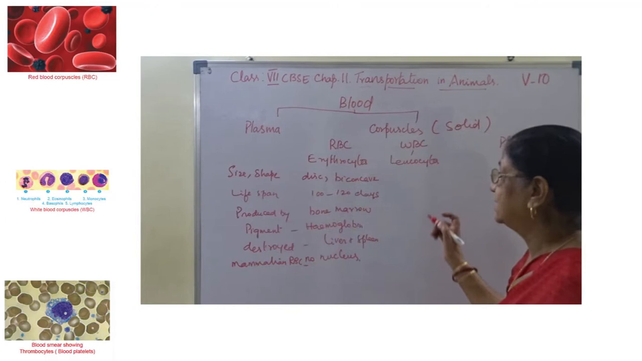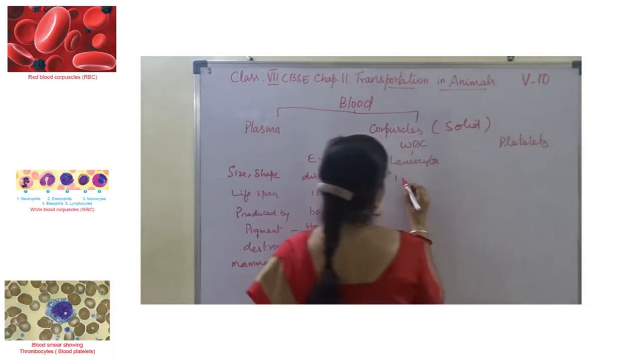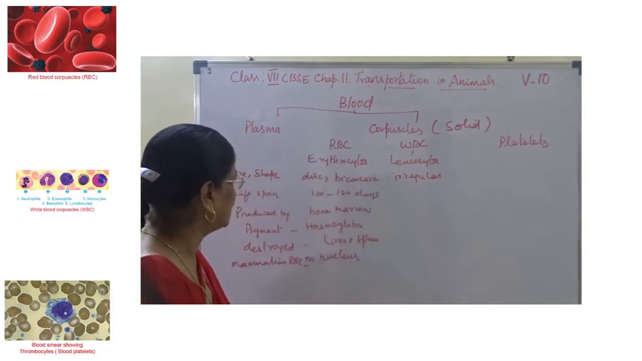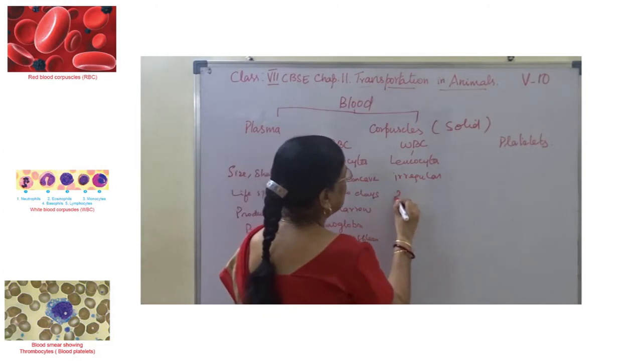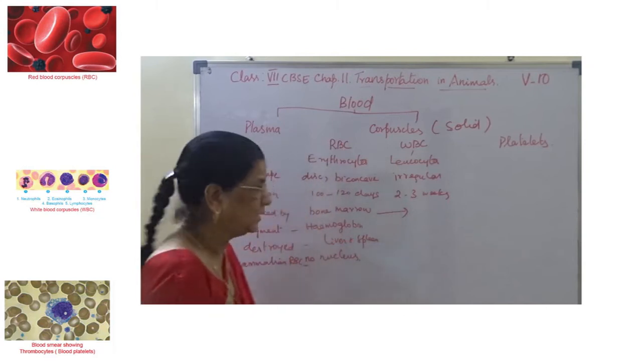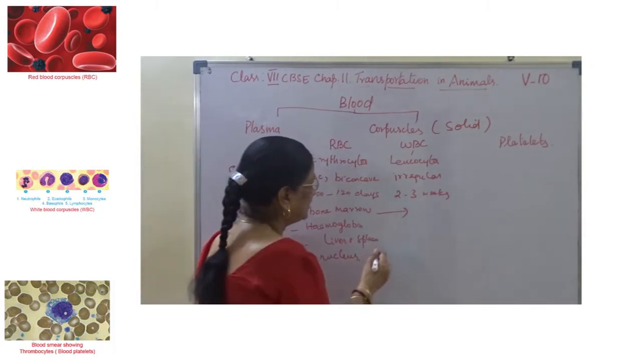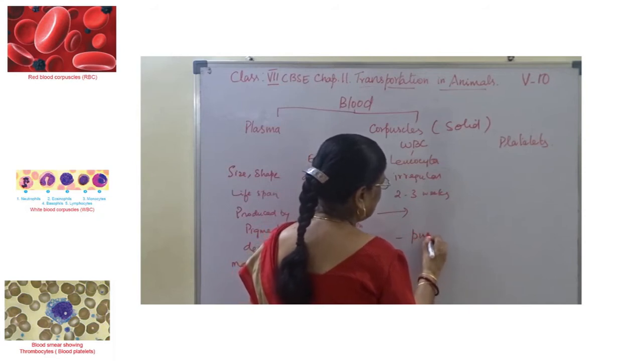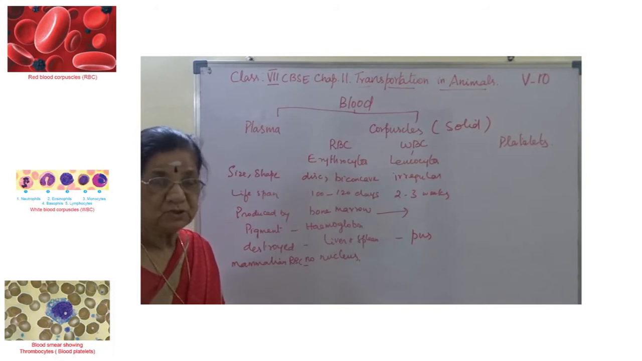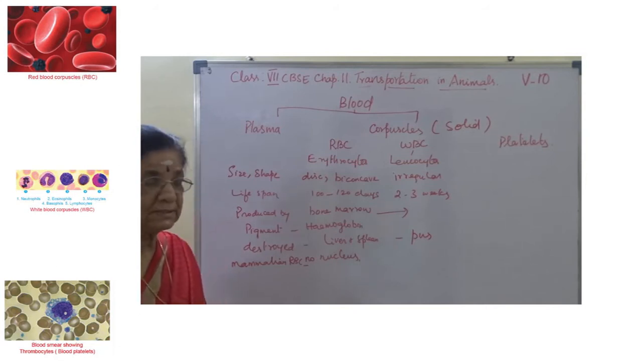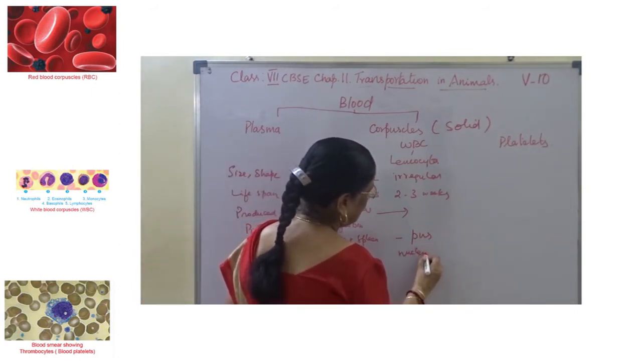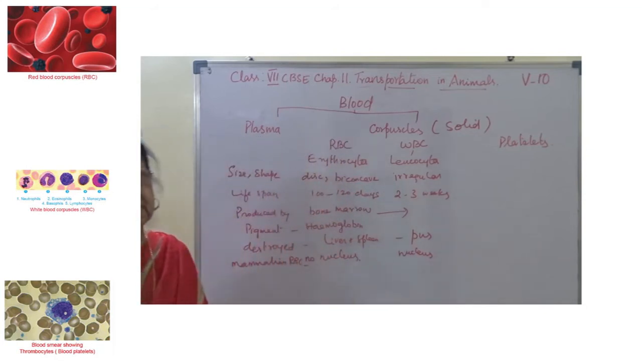Whereas the leukocyte is irregular in size and shape. Its lifespan is 2 to 3 weeks, and it is also produced by bone marrow. It is destroyed as pus because it is a type of cell meant for defense. And it has a nucleus.